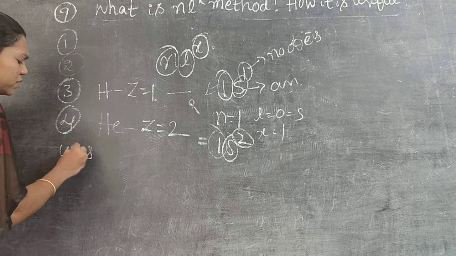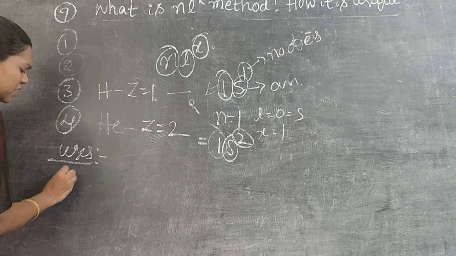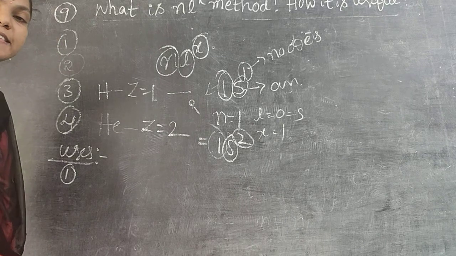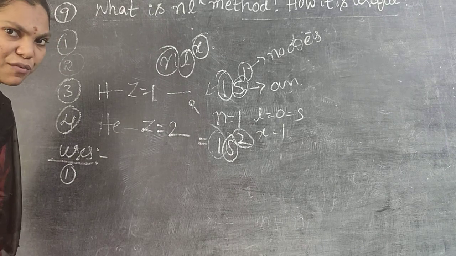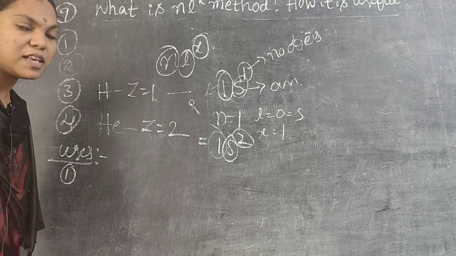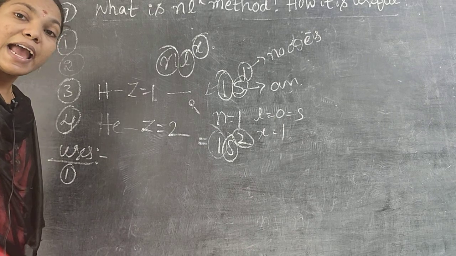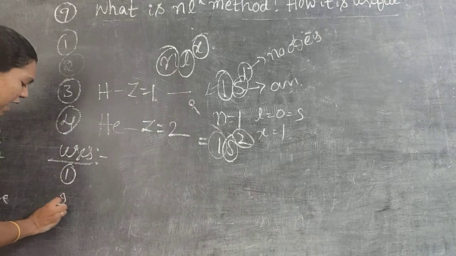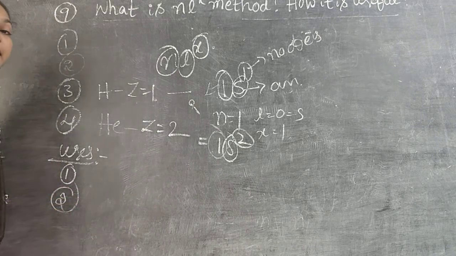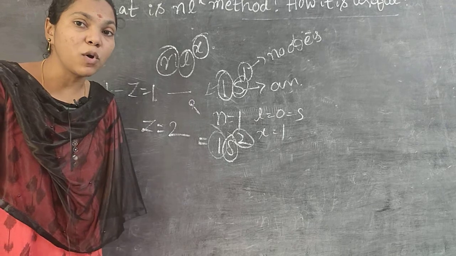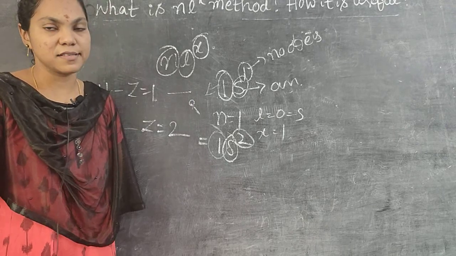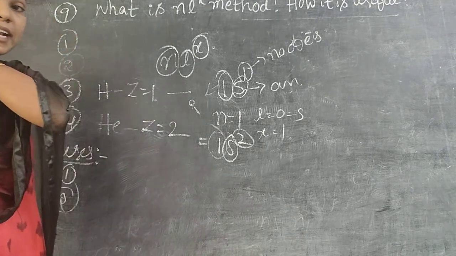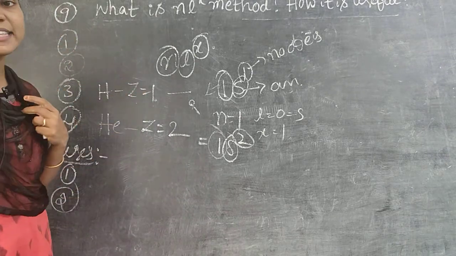And what are the uses of this method? First, without any confusion, we can easily write the electronic configuration of an atom. That is the first point of uses. Second, we can easily recognize which orbital can hold how many electrons, depending upon the NLX method.